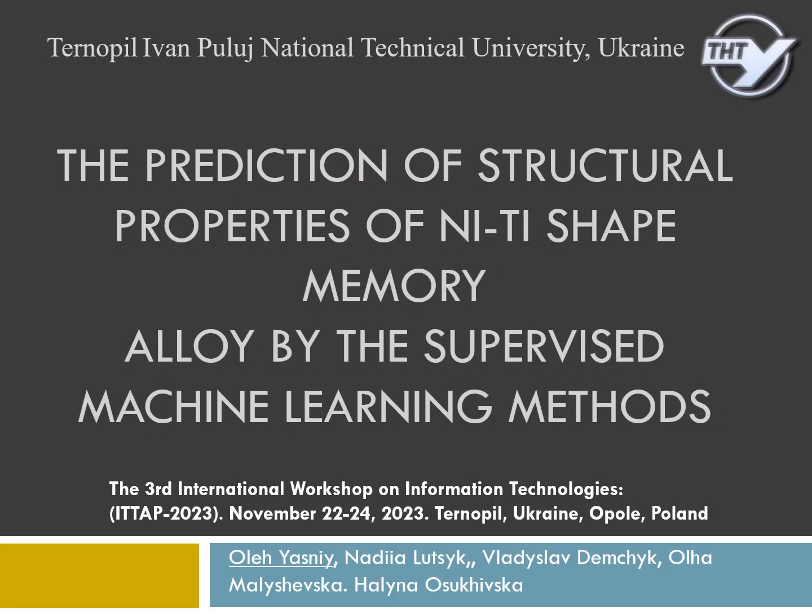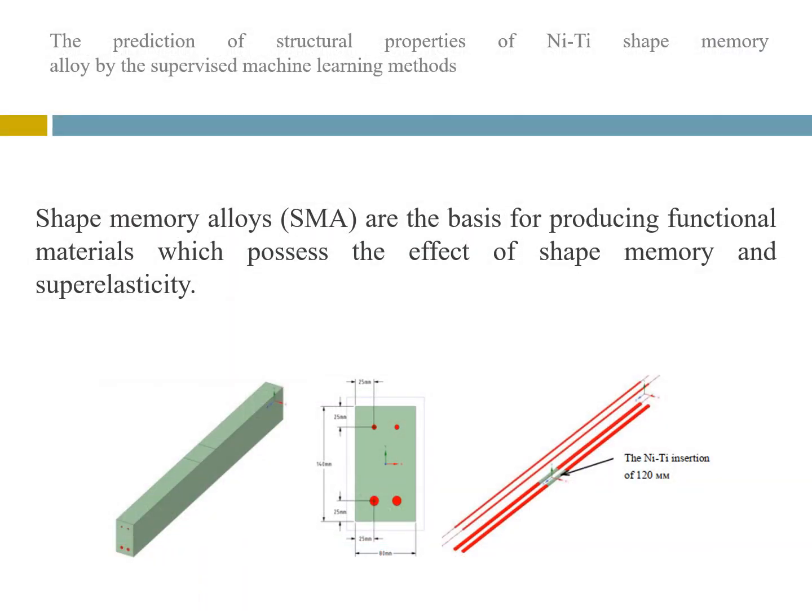Dear ladies and gentlemen, the title of my presentation is The Prediction of Structural Properties of Nickel Titanium Shape Memory Alloy by the Supervised Machine Learning Method. Shape memory alloys, or SMA, are the basis for producing functional materials which possess the effect of shape memory and superelasticity.